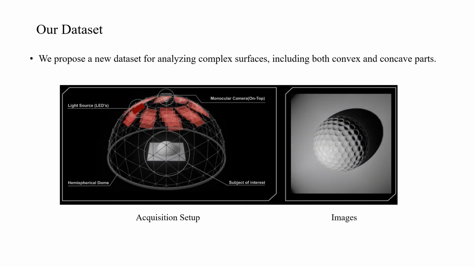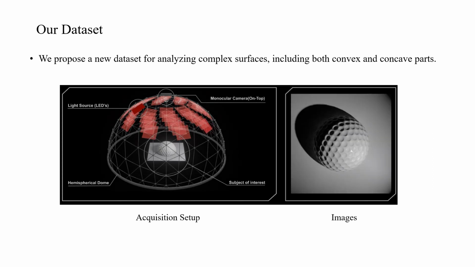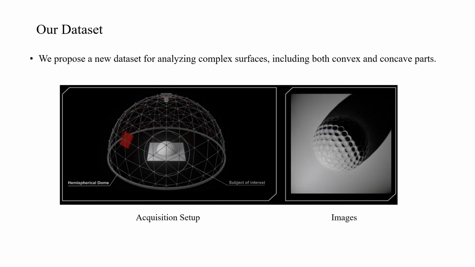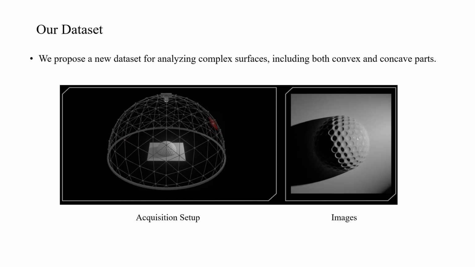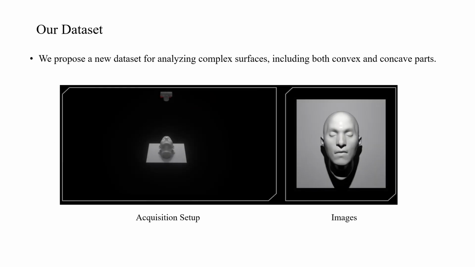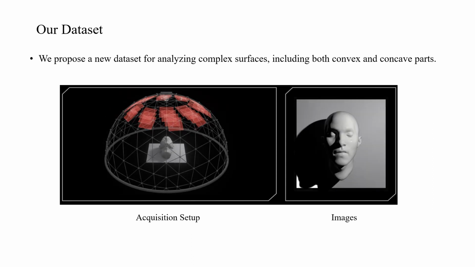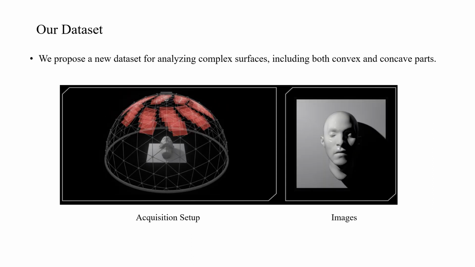In our dataset, we capture the images with a dome setup. In this setup, the object is placed at the center of a hemisphere. The camera is placed at the top, and light sources illuminate the object from different directions. Our dataset has 6 different objects with complex surfaces, including both convex and concave parts.